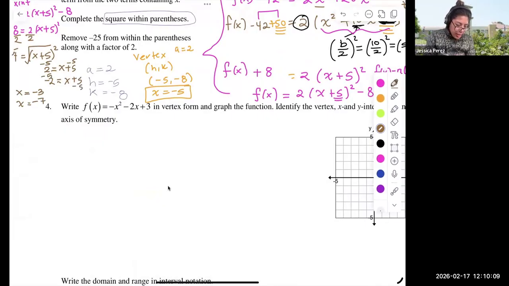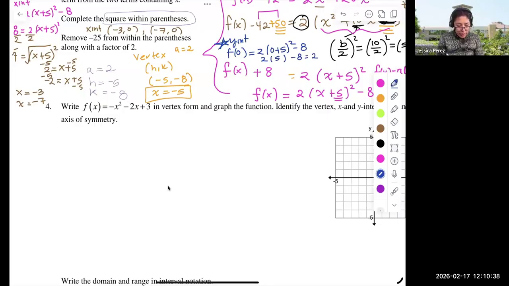So my x-intercepts are negative 3 comma 0 and negative 7 comma 0. And for my y-intercept, I'm going to put a star here. The y-intercept is f of 0 equals 2 times 0 plus 5 squared minus 8. Now I have 2 times 25 minus 8, which gives me 42. So my y-intercept is 0 comma 42. And there I have it.